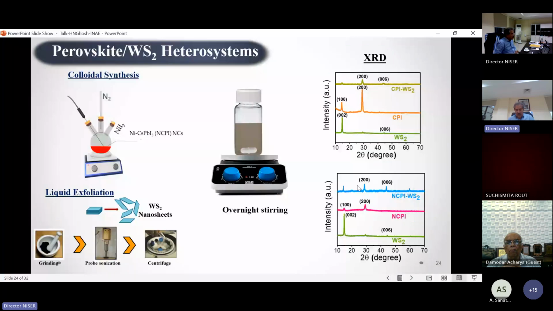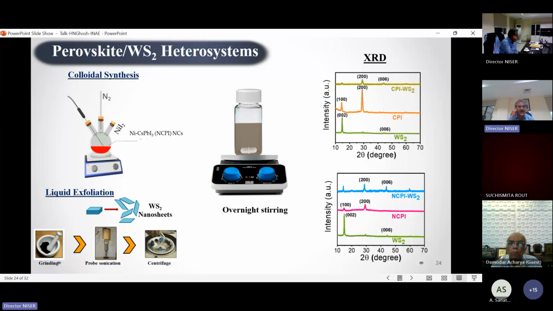Now we wanted to study the electron transfer and hole transfer process with the perovskite and WS2, because as we are telling, if you make a 2D material and put perovskite on top of it, due to the charge separation, the device efficiency can be improved drastically. So what we did, we synthesized nickel doped cesium lead iodide, and also through liquid exfoliation, we made nanosheets of WS2, and these are the XRD.